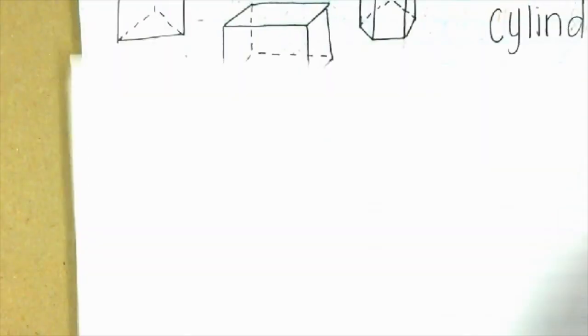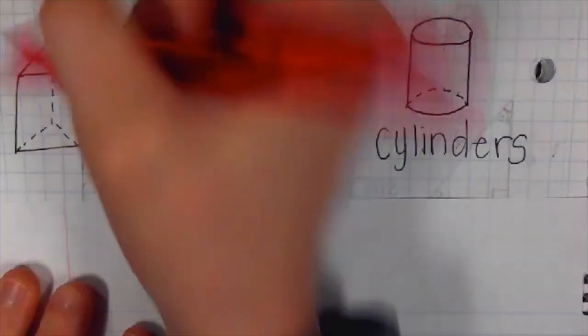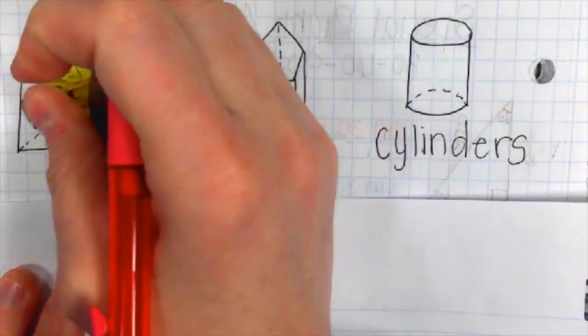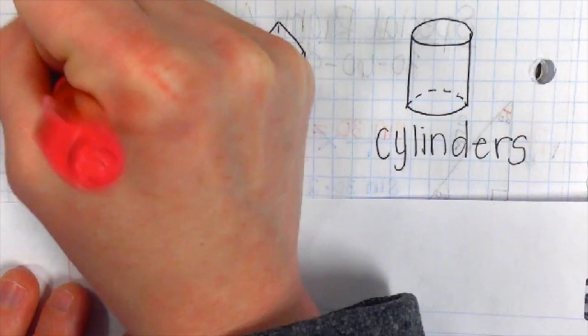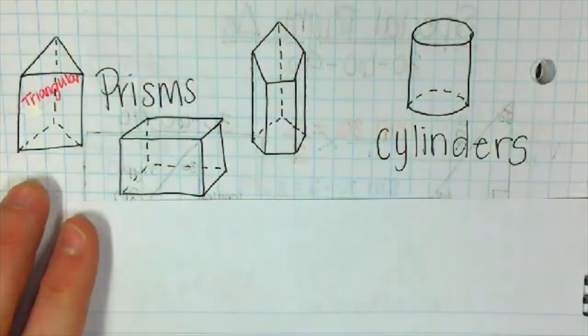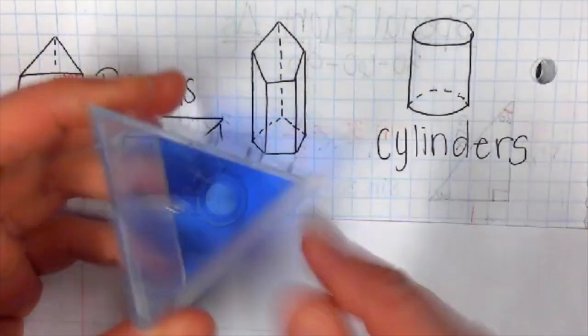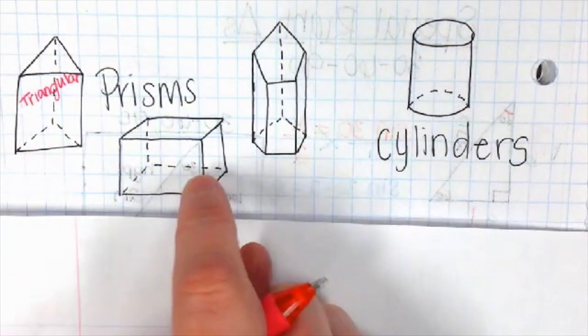So that's a triangular prism because notice the base is a triangle, and there's always 2 bases, and then the sides are all rectangles. So that's a triangular prism.